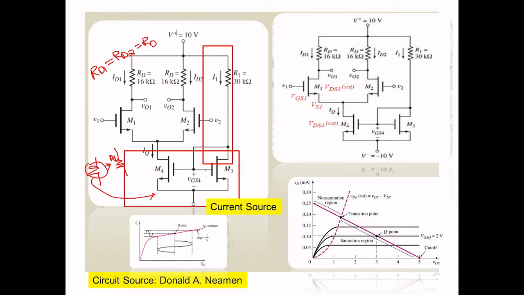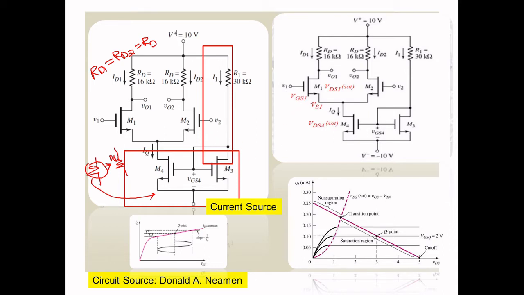So M3 and M4: M3 is driving M4. So the current ID will be equal to I1. You want to understand that the current across here will be equal to I1. We will proceed with this knowledge.